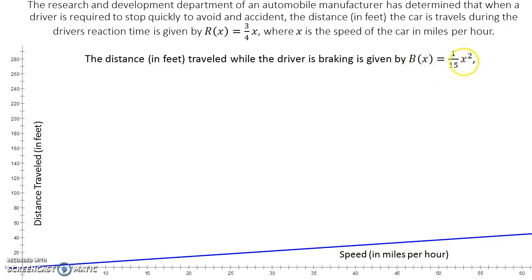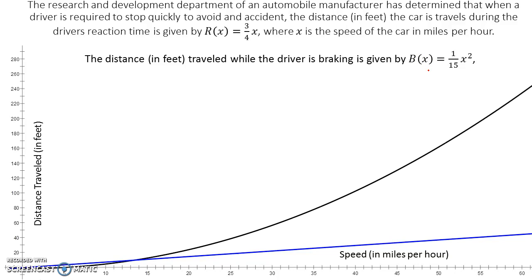So if you're traveling faster, the distance in feet required for braking is, of course, going to be a bigger number. Let's go ahead and put that graph. This is going to be a parabola. And there it is. Now the question here that is being asked in this problem is the overall distance, or the total distance. It's going to be a combination of how long it took for the driver to react, plus the amount of distance that is covered while they're braking.